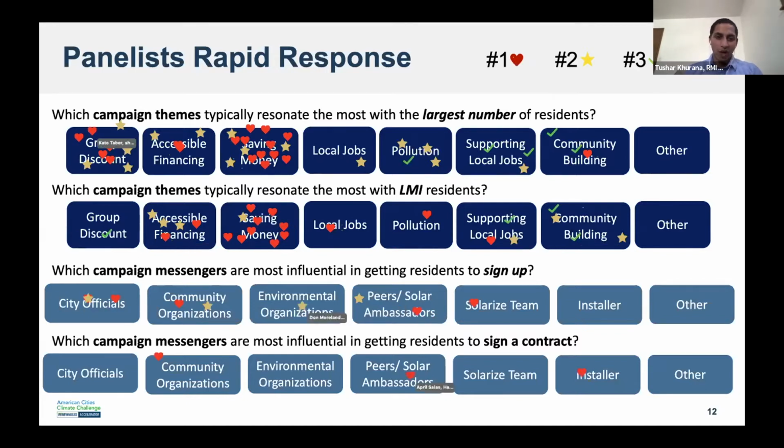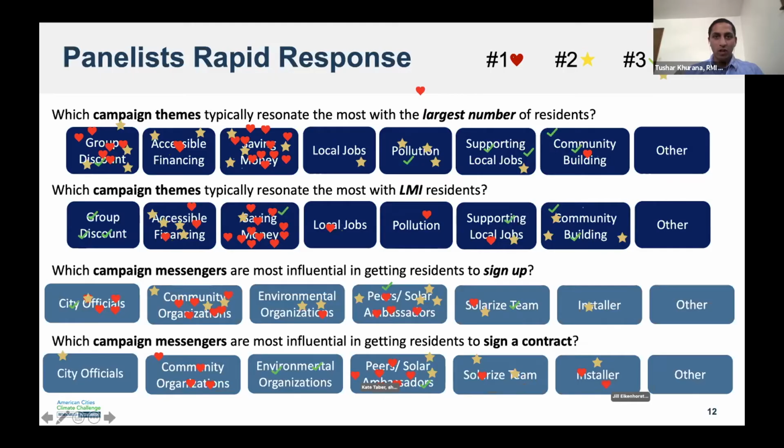Looks like we're getting a lot of responses. I was intending this to be just for folks who have participated in the Solarize campaign, but I know there's a lot of experts on the call, so that's awesome. Okay, so again, community organizations seem to be really effective messengers, peers and solar ambassadors, and then we seem to have a spread around other folks as well. All right, so that's a lot of data.